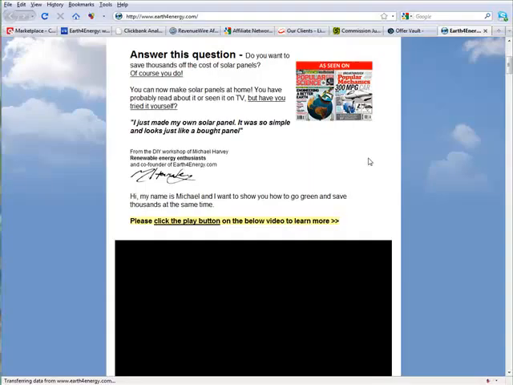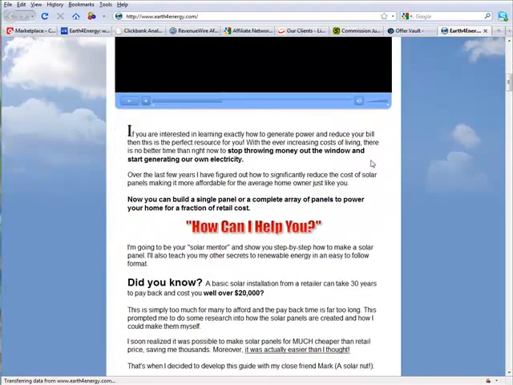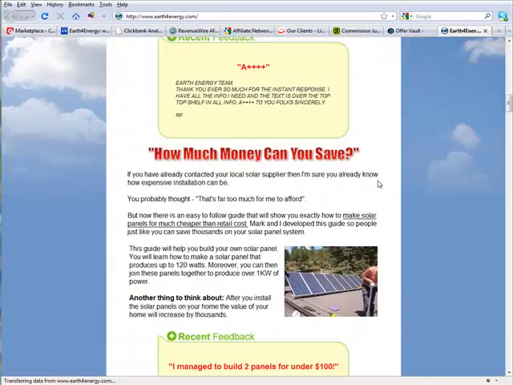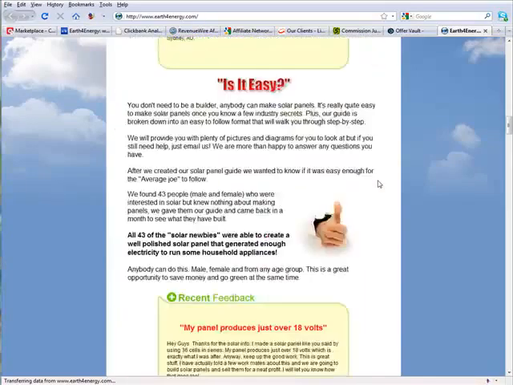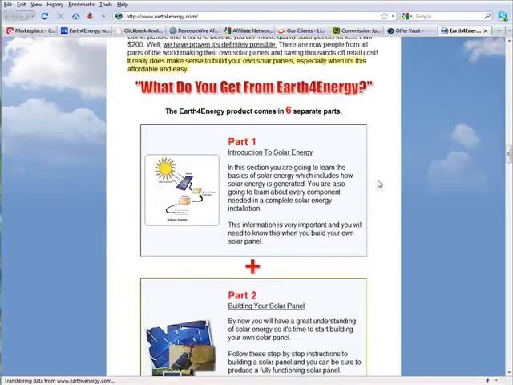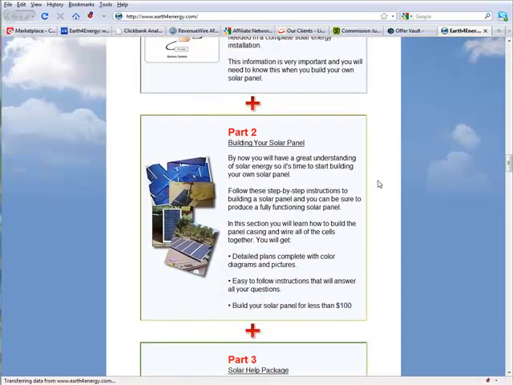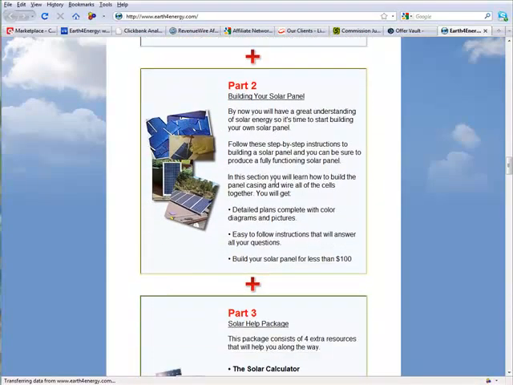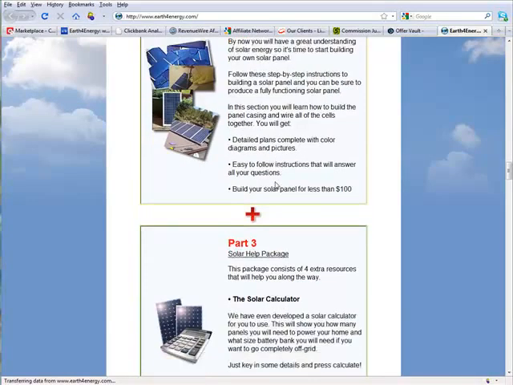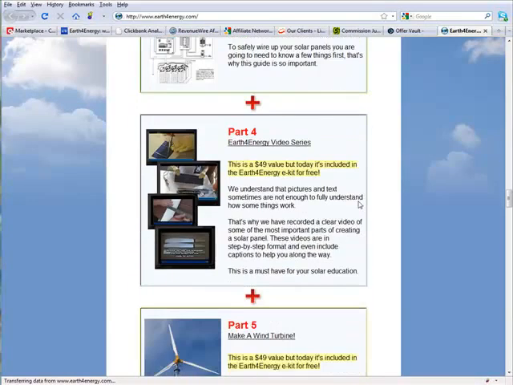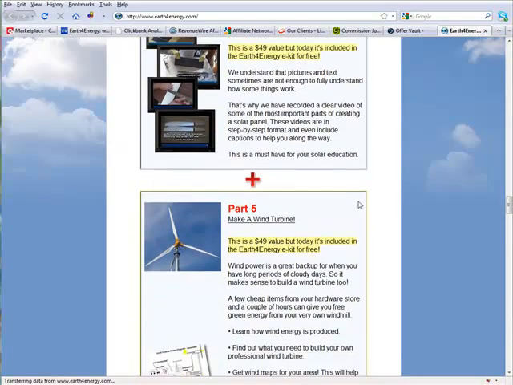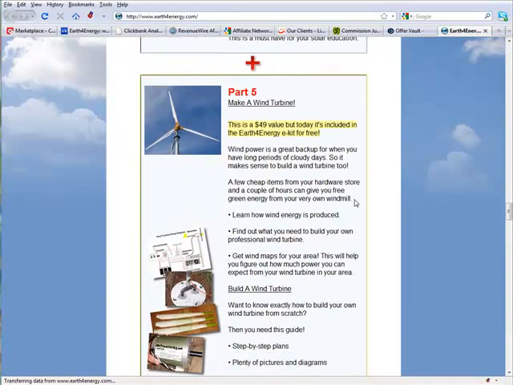Solar panels. Oh, okay, so it looks to me like this is a do-it-yourself. Yeah. Okay, yes it is. Yeah, it's a do-it-yourself guide on how to build your own solar panels. Oh, that's interesting. Okay, so it looks like it has some videos. Oh, and it even shows you how to build a wind turbine.